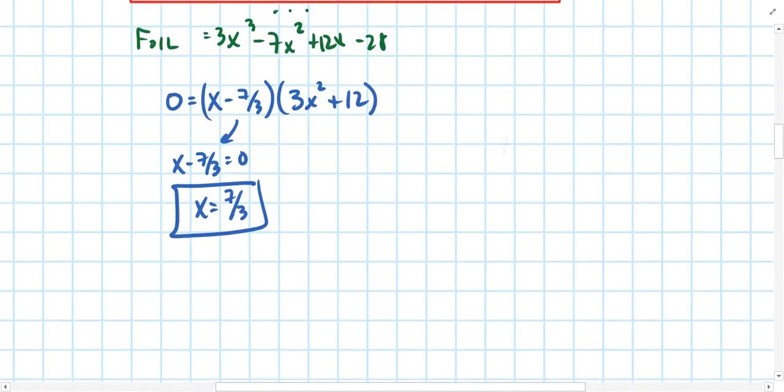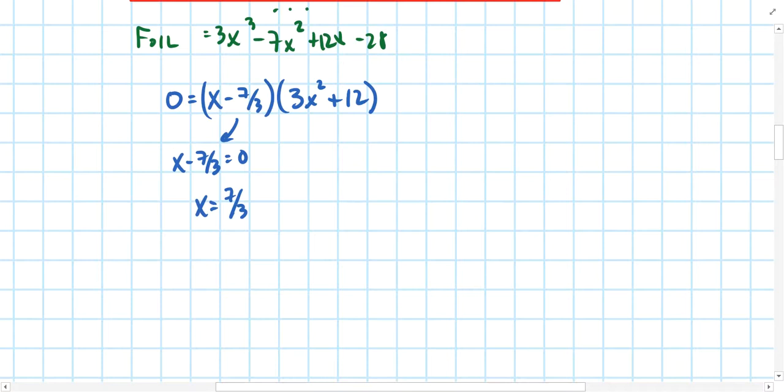We knew that solution from a little bit earlier. Put a red box around that. The other one we would set equal to 0 as well, and we actually get pretty lucky here. 3x squared plus 12 equals 0. Since there's no b value in this quadratic, we can actually solve this using square roots.